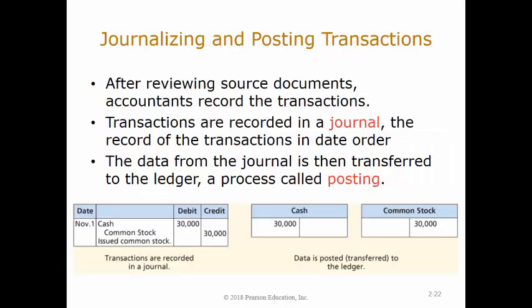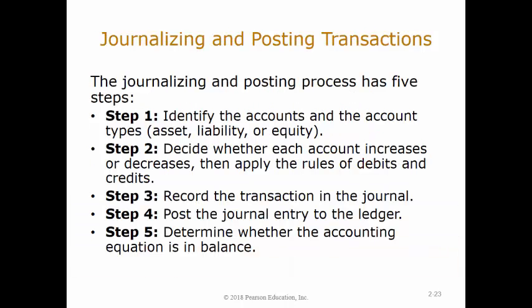Accountants use the source documents to record transactions in the journal. A journal is a record of the transactions in date order. The journal is not a record holding all of the accounts, so data must be transferred from the journal to the ledger through the posting process. You can use a modified version of the steps for analyzing accounting transactions to help you when you are recording transactions in the journal and then posting the journal entries to the ledger.